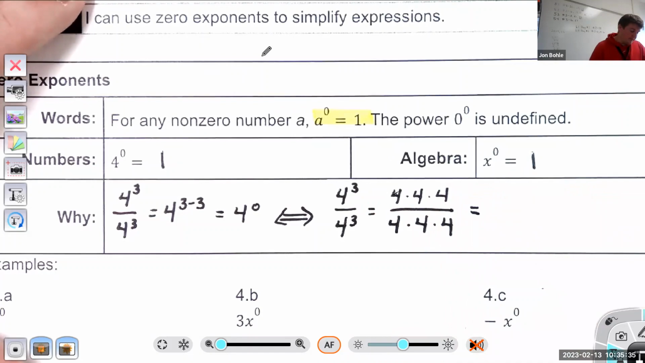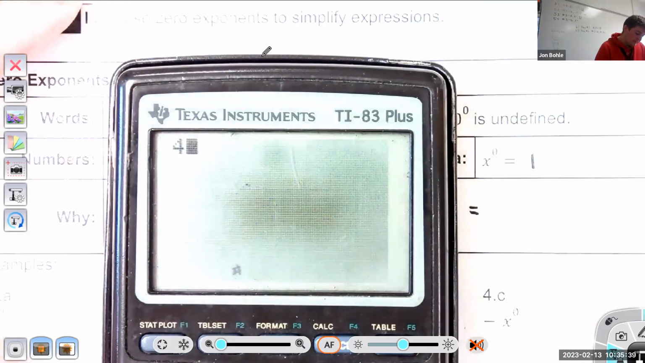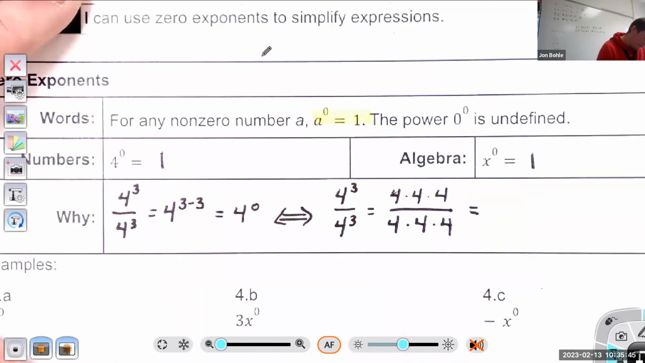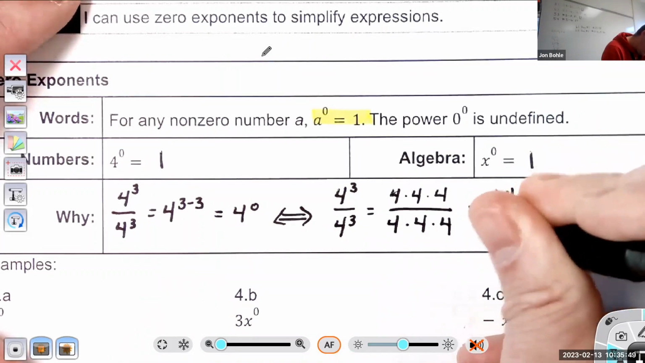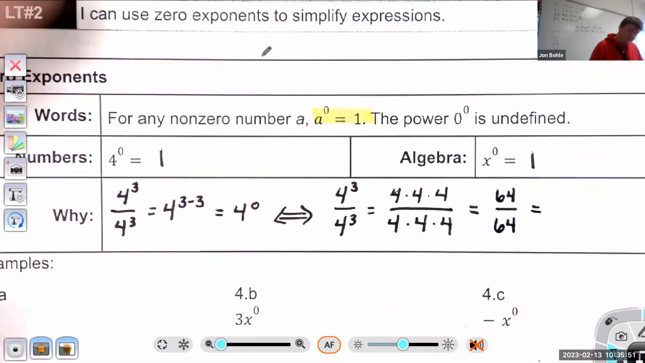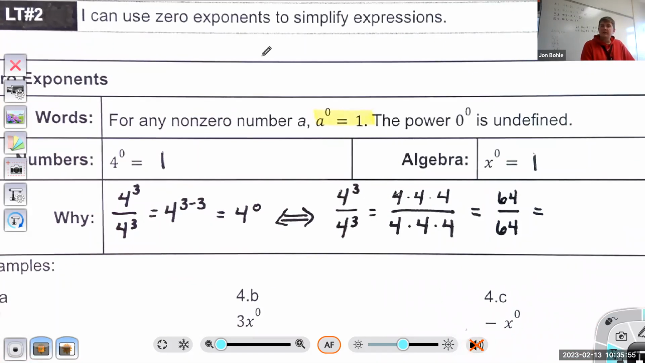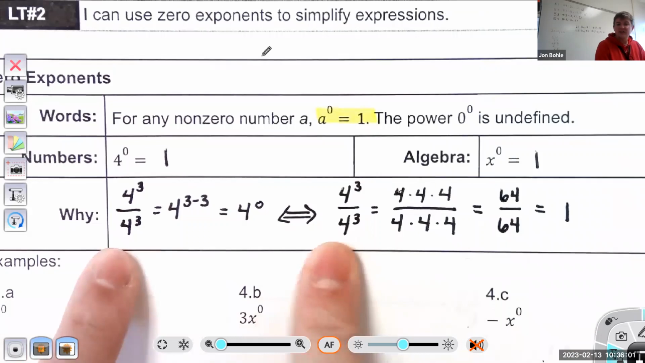Okay, so what I'm going to do is I'm going to take my calculator. It is 64. 4 times 4 is 16. 16 times 4 is 64. What's 64 divided by 64? 1.